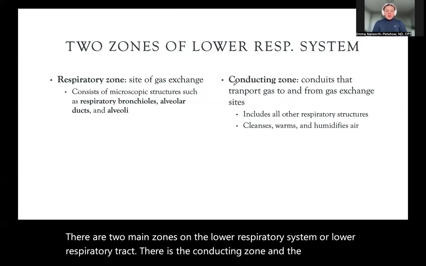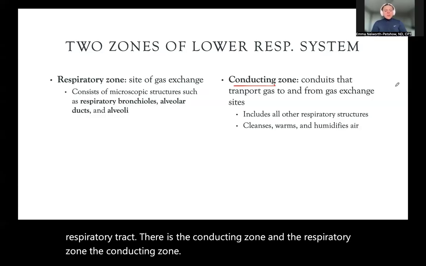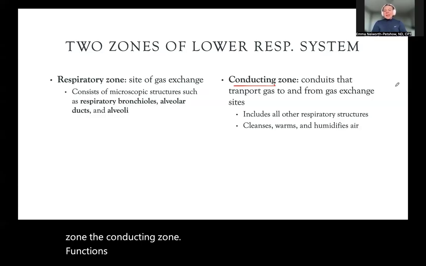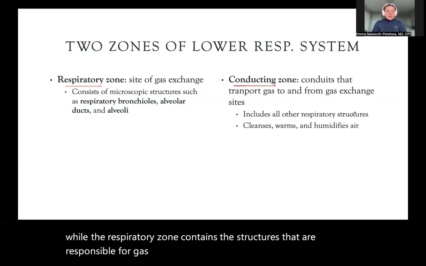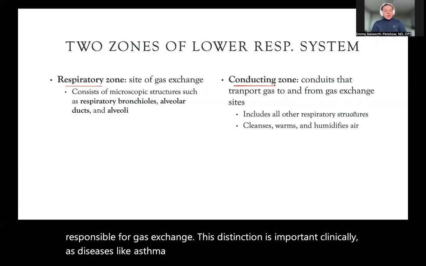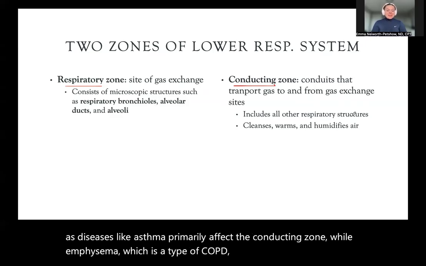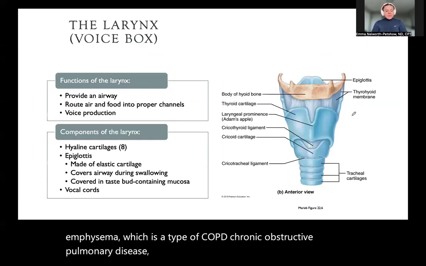The conducting zone functions purely as a passageway and air conditioning system, while the respiratory zone contains the structures that are responsible for gas exchange. This distinction is important clinically, as diseases like asthma primarily affect the conducting zone, while emphysema, which is a type of COPD, chronic obstructive pulmonary disease, affects the respiratory zone.